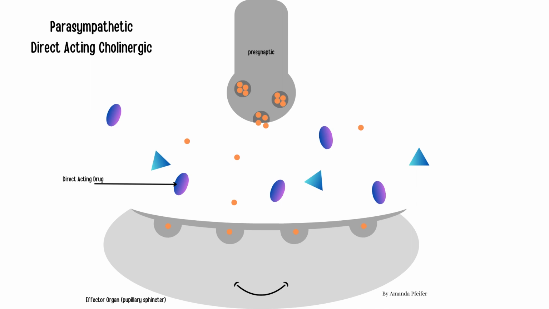The first drug that we have is our direct-acting cholinergic drug. It's those little ovals there. What that does is it interacts with the postsynaptic cholinergic receptors on the target organ, activating the organ in a similar fashion as the acetylcholine, which is why our effector organ is still smiling.